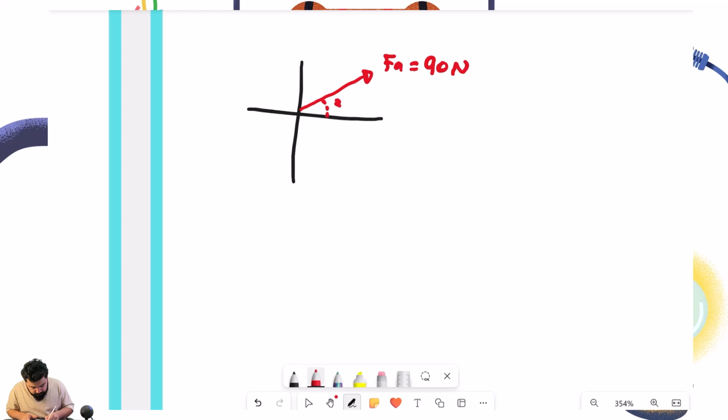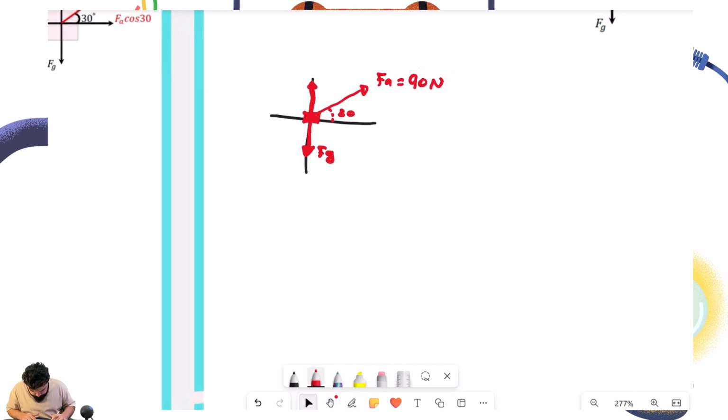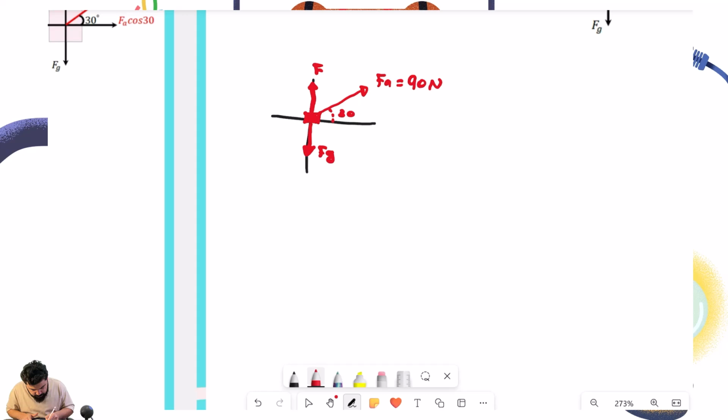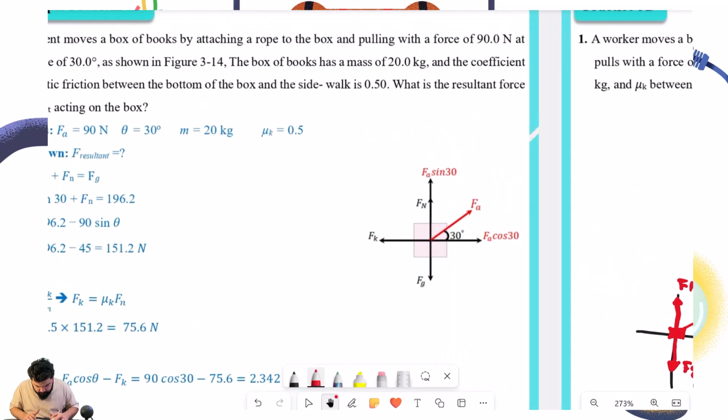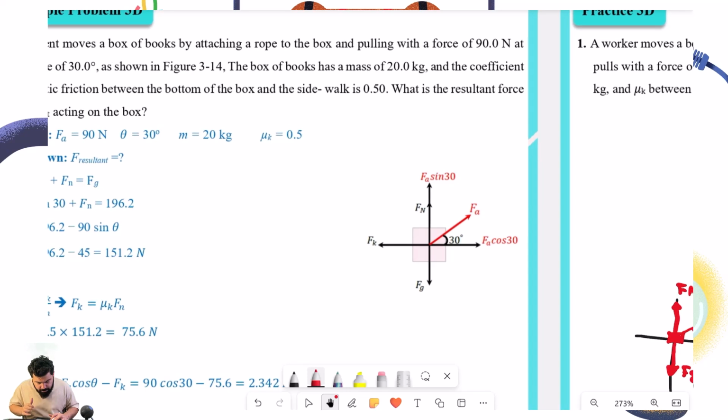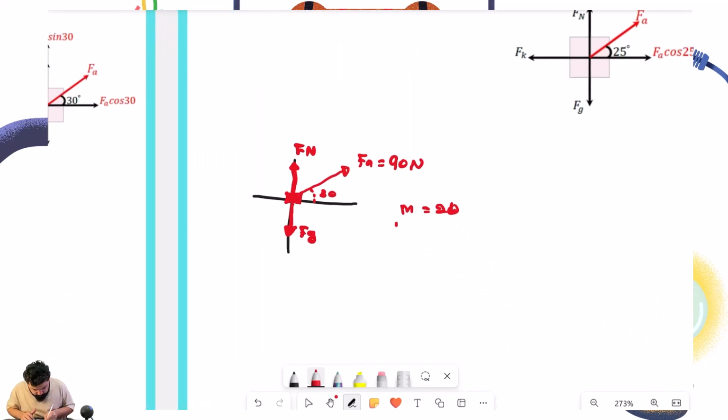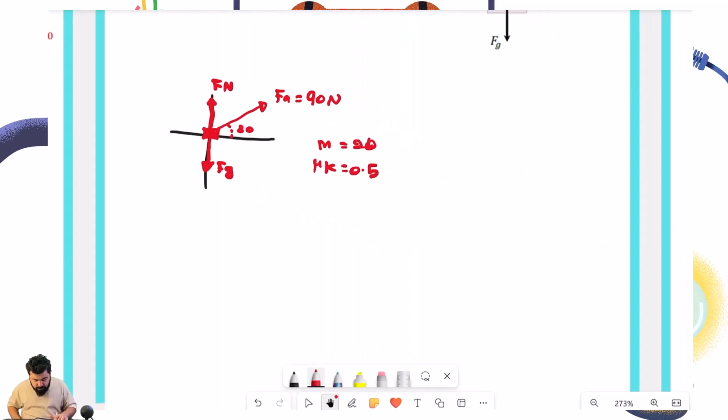angle of 30. Okay, so let's say this is the box, and of course this box has Fg, and as we studied, this box also has Fn, which is the perpendicular force applied by this object. Be careful. The mass of this box is equal to 20, I think, if I'm not mistaken. Let me go back and check. Yeah, the mass is 20 kilogram, and the mu k is equal to 0.5. Now it says what is the resultant?